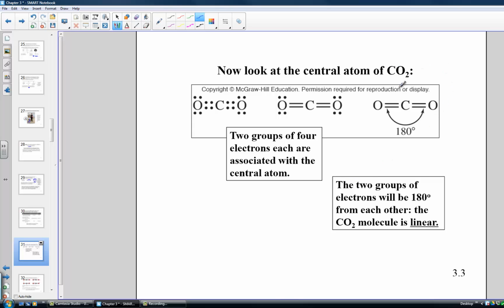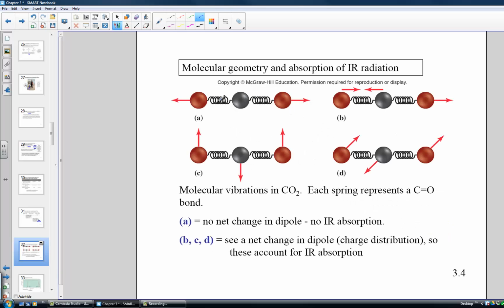Now look at the central atom of carbon dioxide. Carbon dioxide has no lone pair. Carbon dioxide has only bonds around it, therefore it's said to be 180. It is a linear molecule. And these linear molecules, such as carbon dioxide, have this great ability to stretch and compress and twist and bend, and when they do so, they have the ability to absorb IR radiation, just as we discussed.